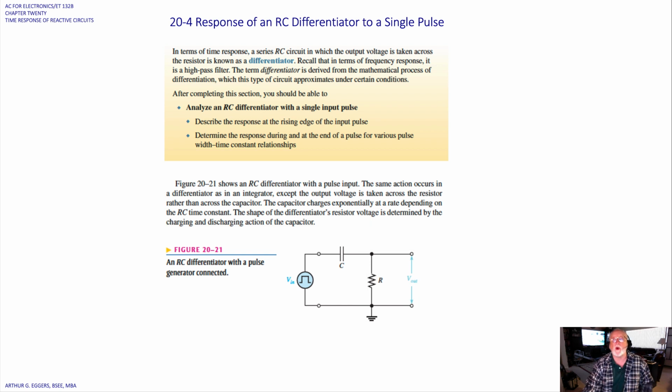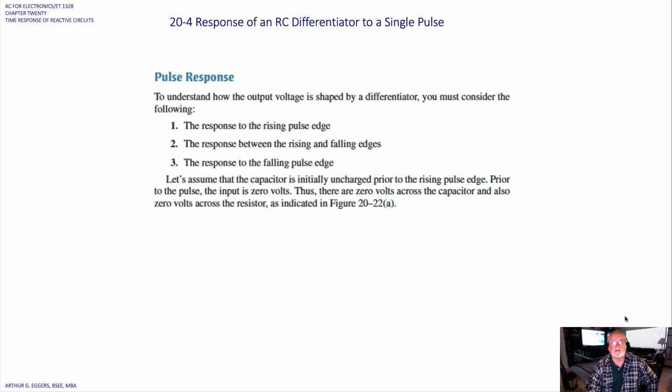So we're going to see the output waveform looks a little different from the integrator, where we have lots of area under the curve. Now we're going to see a more spiked type representation by the exponential charge and discharge of the capacitor. To understand how the output voltage is shaped by a differentiator, you must consider the following. The response to the rising pulse edge, the response between the rising and the falling edges, and finally the response to the falling pulse edge.